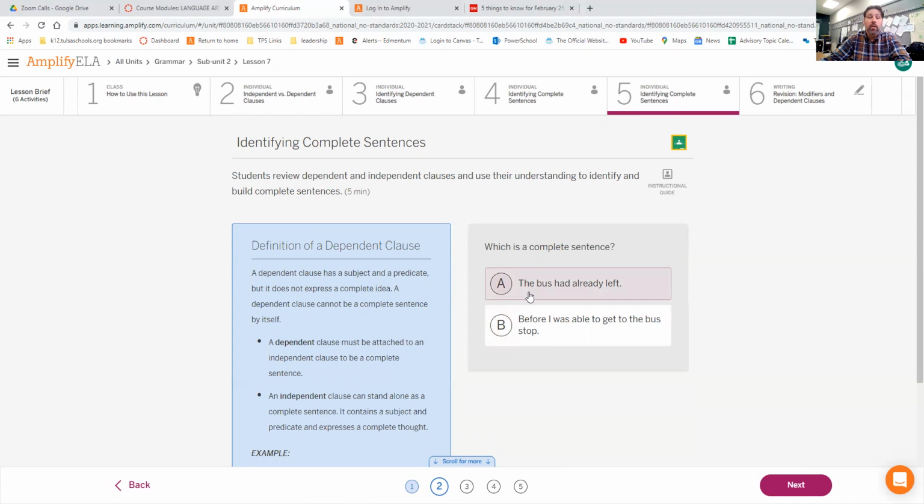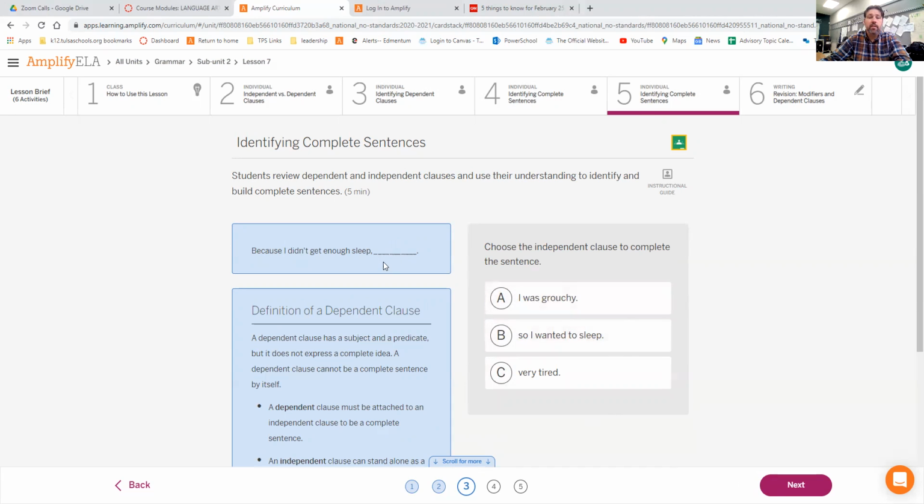Second one, "the bus had already left." The bus left. That's a complete sentence. "Before I was able to get to the bus stop." What about it? Before what? Don't know. Dependent clause because of the word "before."